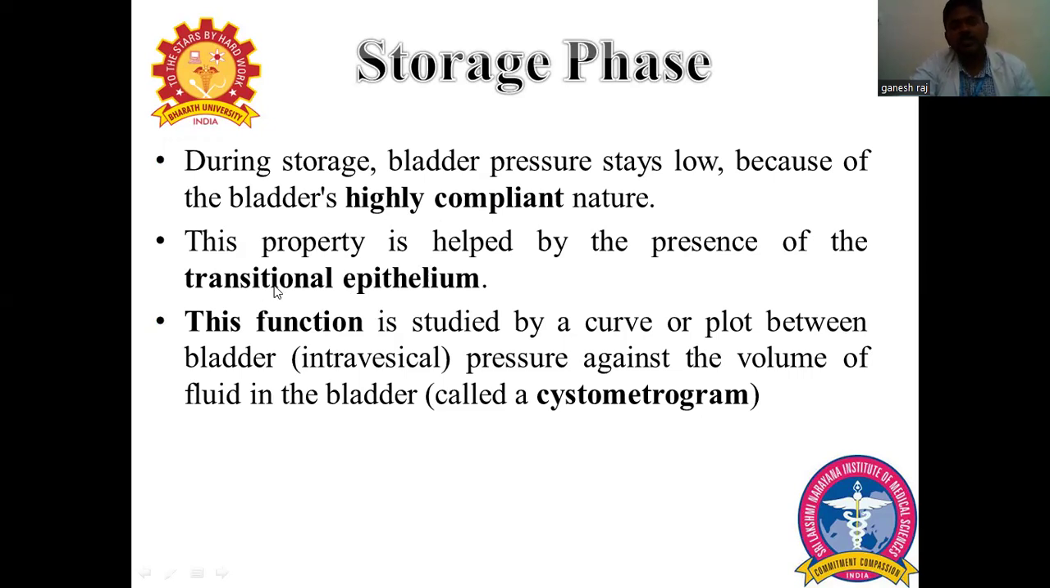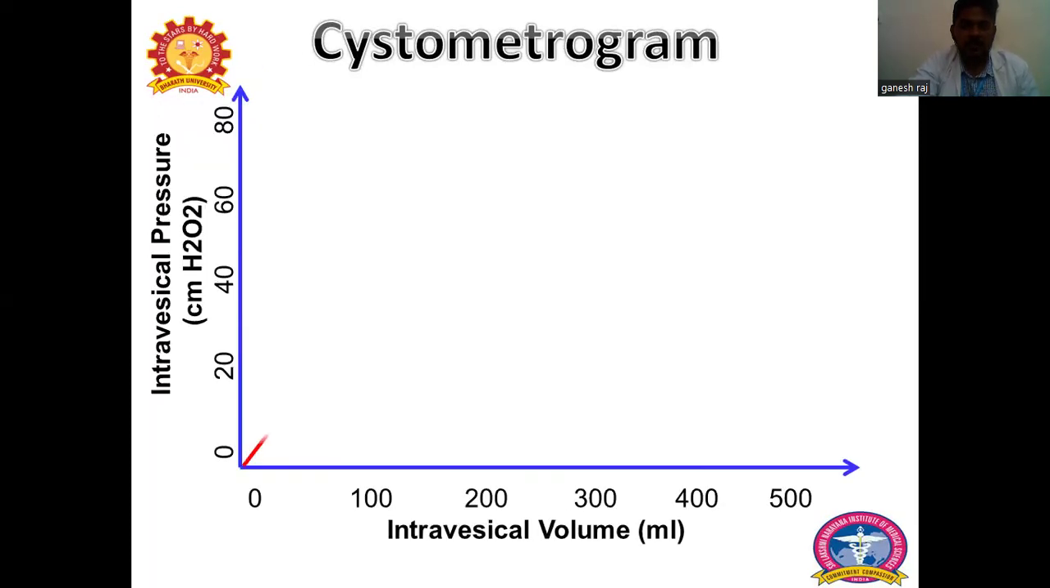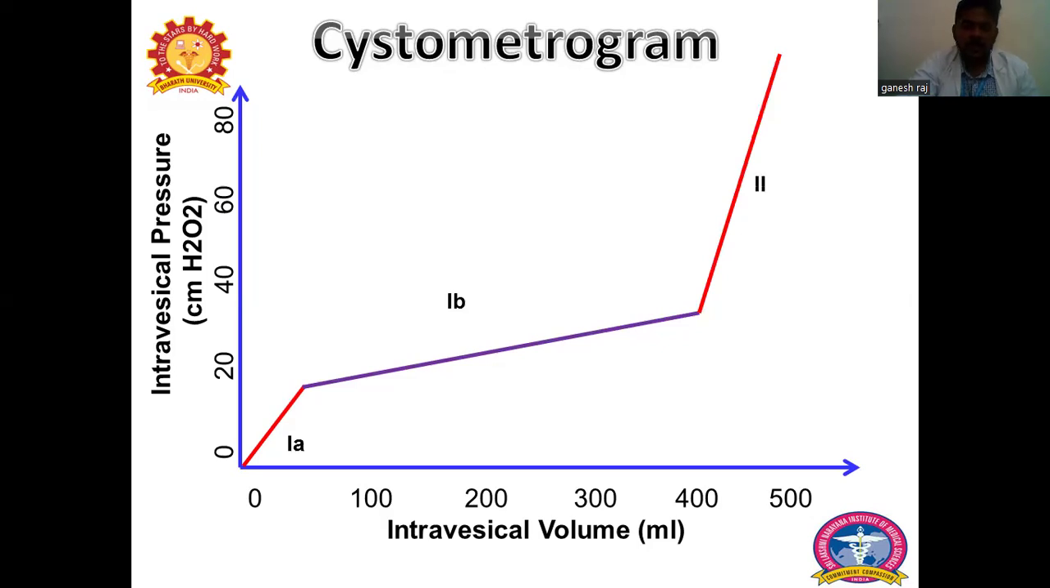Okay, the function of storage can be studied by an experiment or a method called cystometrogram. Cystometrogram means what? I will explain with this graph and then we'll go to the slide. Cystometrogram is a graphical representation between intravesicular volume and intravesicular pressure. So they study the relationship between the intravesicular volume and the intravesicular pressure.